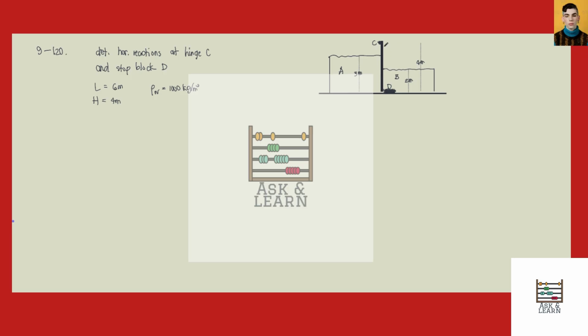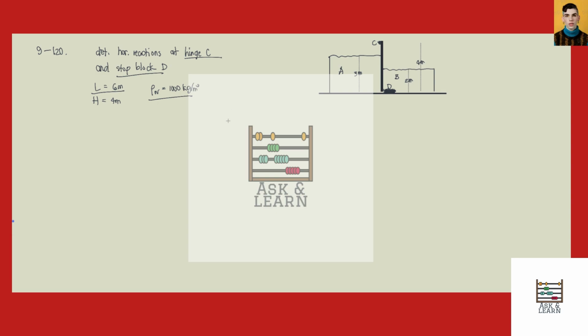For fluid pressure, we are given a tide gate, hinge at point C, and we have a stop block at point D. And we have tide A and tide B, which is 3 meters and 2 meters respectively. The height of the gate is 4 meters with a length of 6 meters. And the density of water is 1000 kg per cubic meter. So we are to determine the horizontal reactions at hinge C and the stop block D.